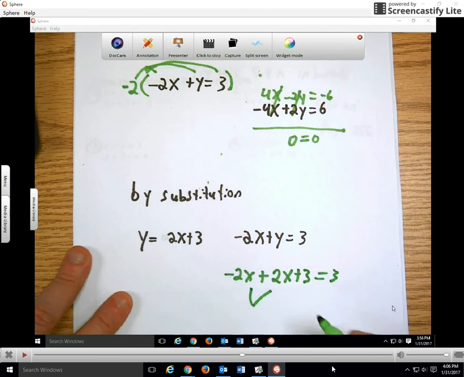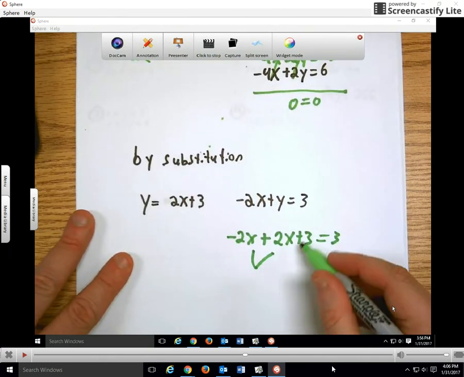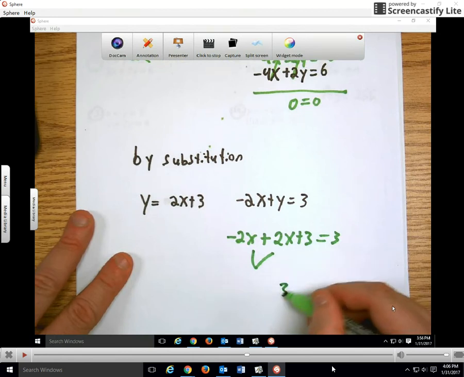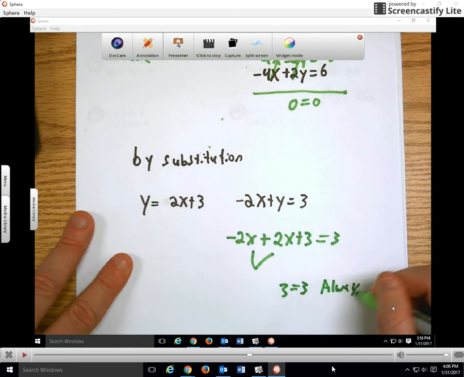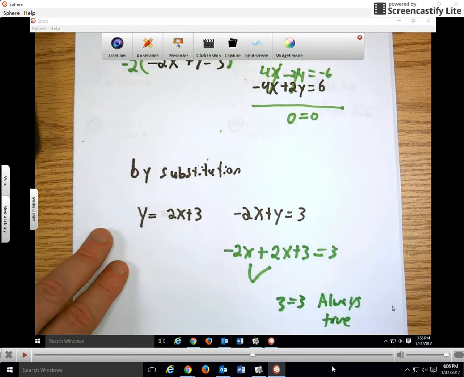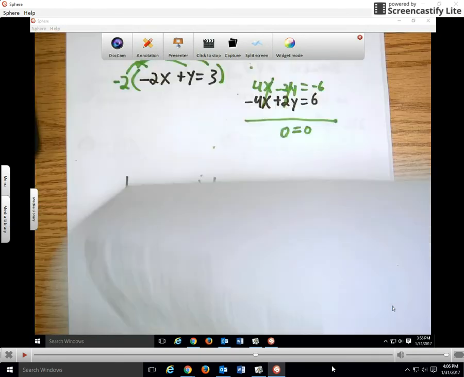Well, you can see that these cancel out. 2x and a negative 2x is 0. And then we see that 3 equals 3 is always true. So all three ways that we've tried it confirm that there are infinitely many solutions to this problem.